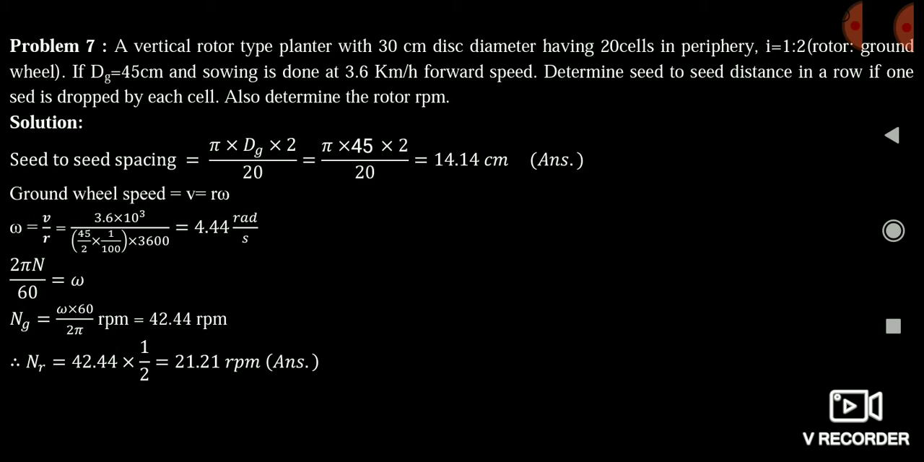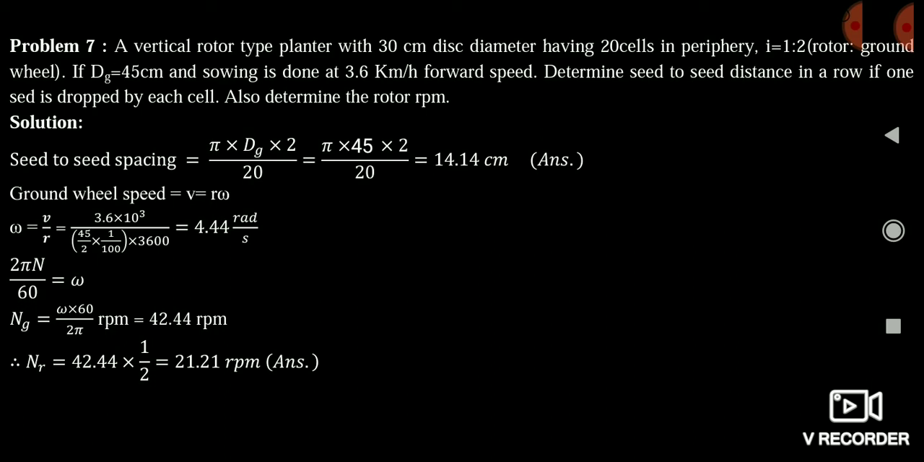So omega is equal to 2 pi n by 60, so n you can calculate, that is n of the ground wheel, because friends, in the calculation you have taken the radius of the ground wheel and the forward speed is due to the ground wheel. Friends, the rotor wheel is present inside the seed drill or planter. You have to remember this thing well. Whenever they are saying about the rotor or cells or periphery speed, these are all present inside the planter or seed drill, and the ground wheel diameter and ground wheel speeds are present on the ground.